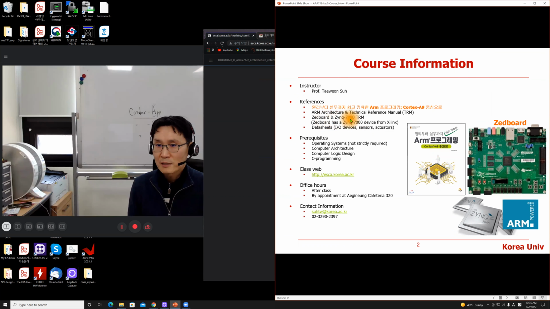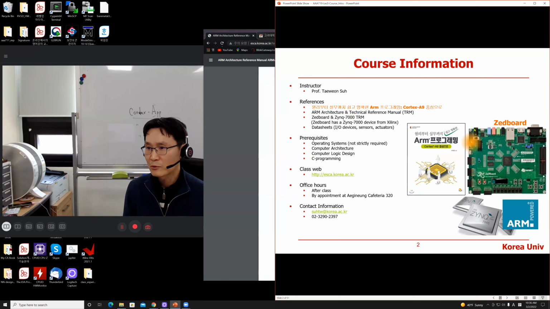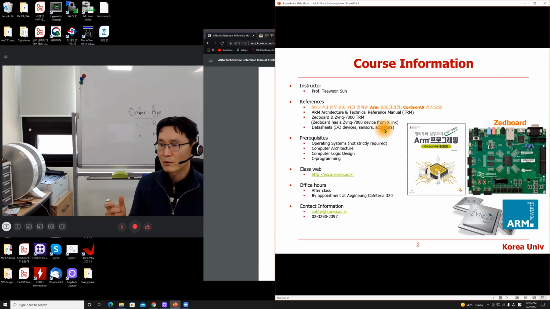And JedBoard and Zynq 7000 Technical Reference Manual. This is the board we are going to use throughout this class. It is called JedBoard, and at the center of this board, there is a device called Zynq 7000. So you need to read the data sheet to use this JedBoard and this device. And also some data sheets explaining IO devices and sensors and actuators. I'm going to post the PDF, the data sheet, later on.